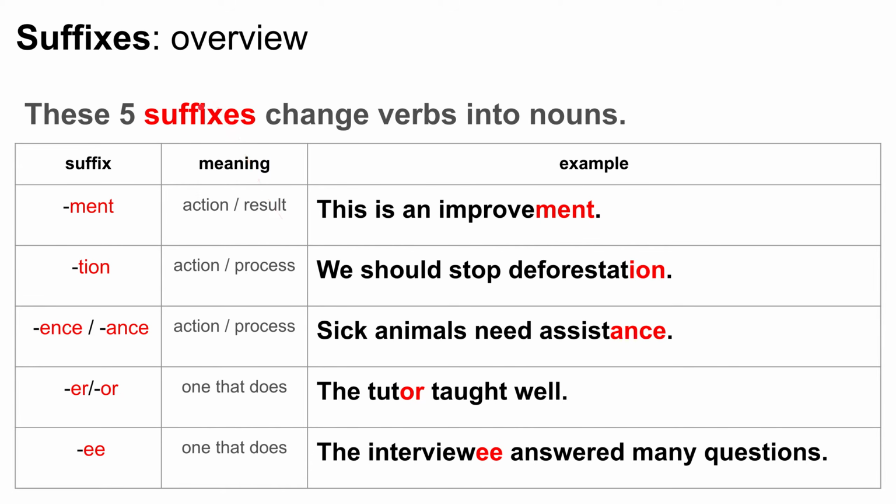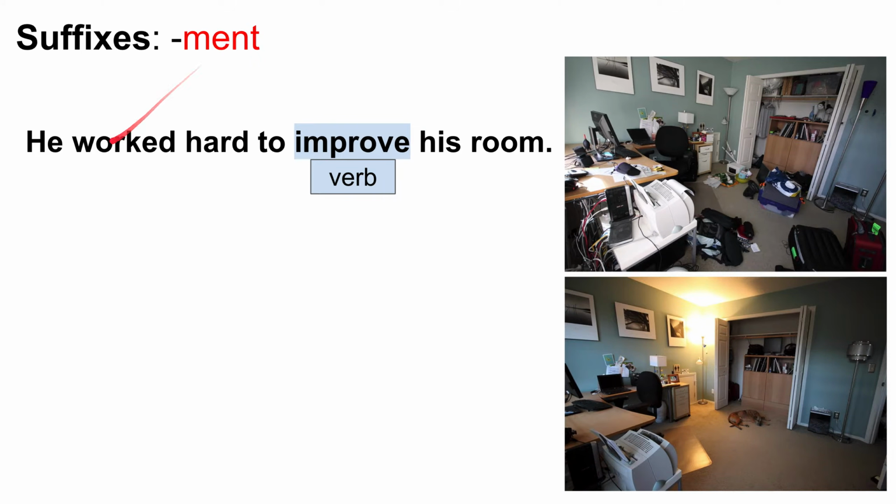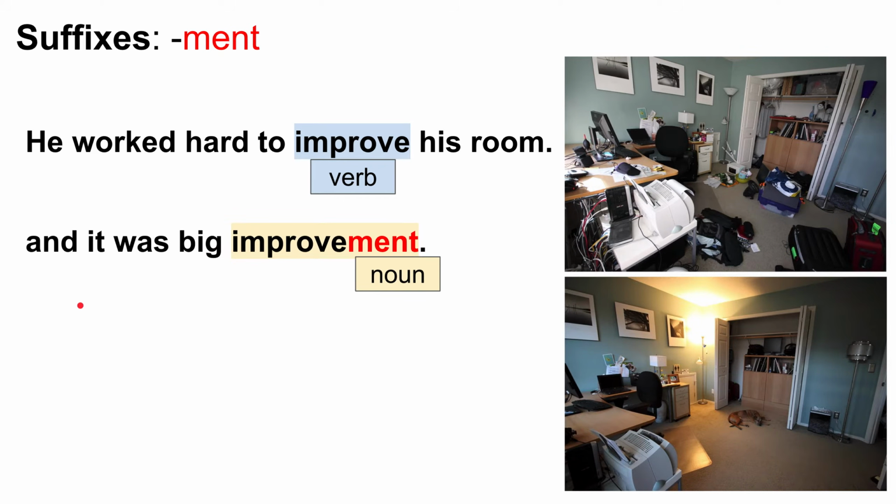These are the 5 suffixes that we will be looking at today. These suffixes change verbs into nouns. These are ment, tion, ence, ance, or, and e. To get started, ment. Okay, he worked hard to improve his room. So here, improve is a verb. If I add ment, for example, and it was a big improvement, now it's a noun. Okay, so improve, verb, improvement, noun.